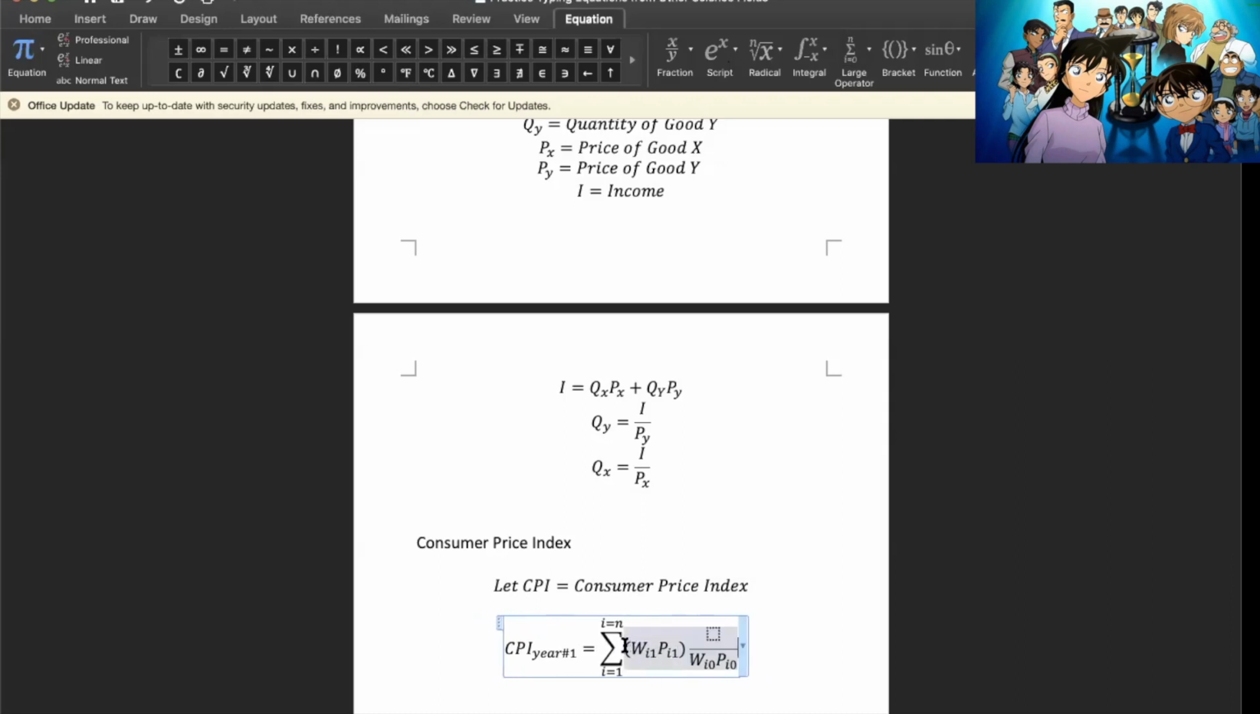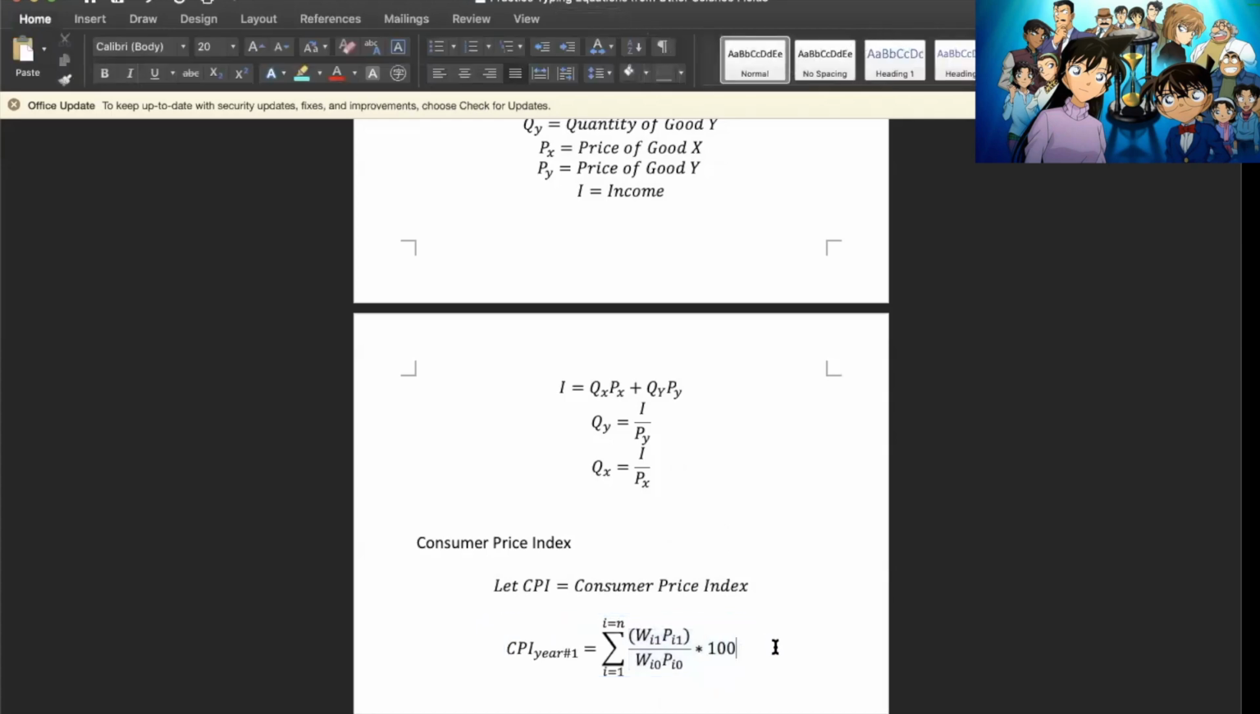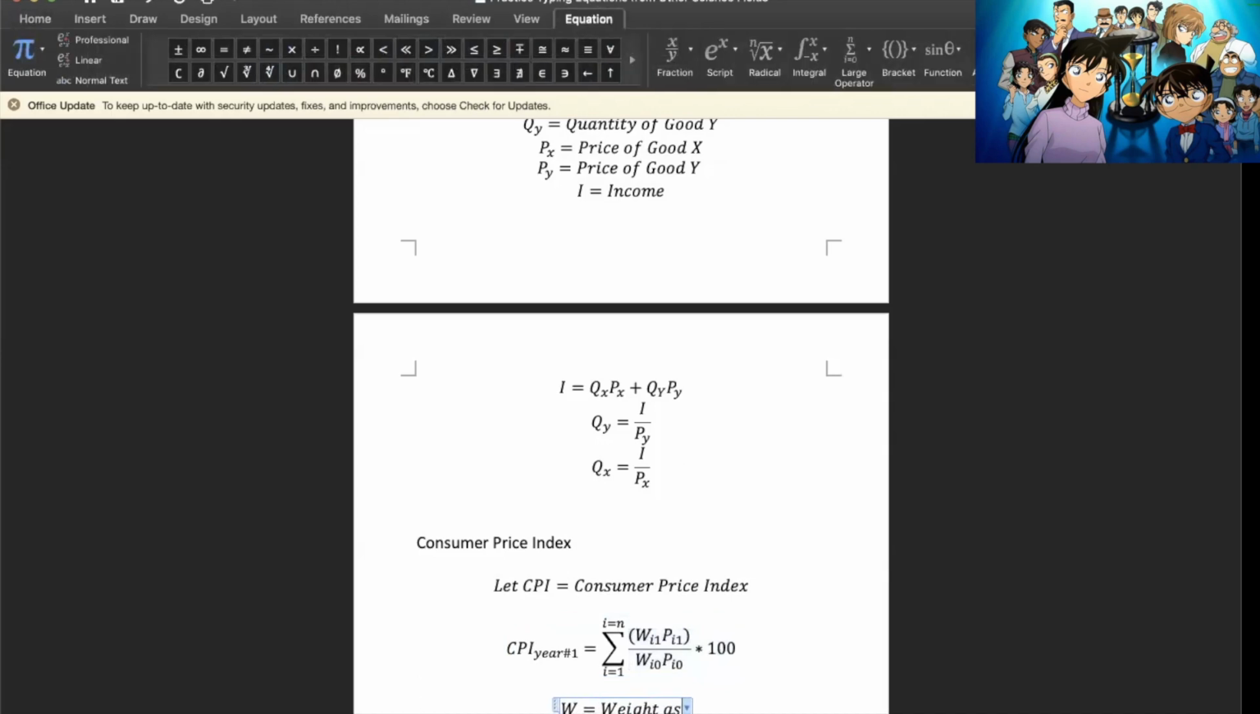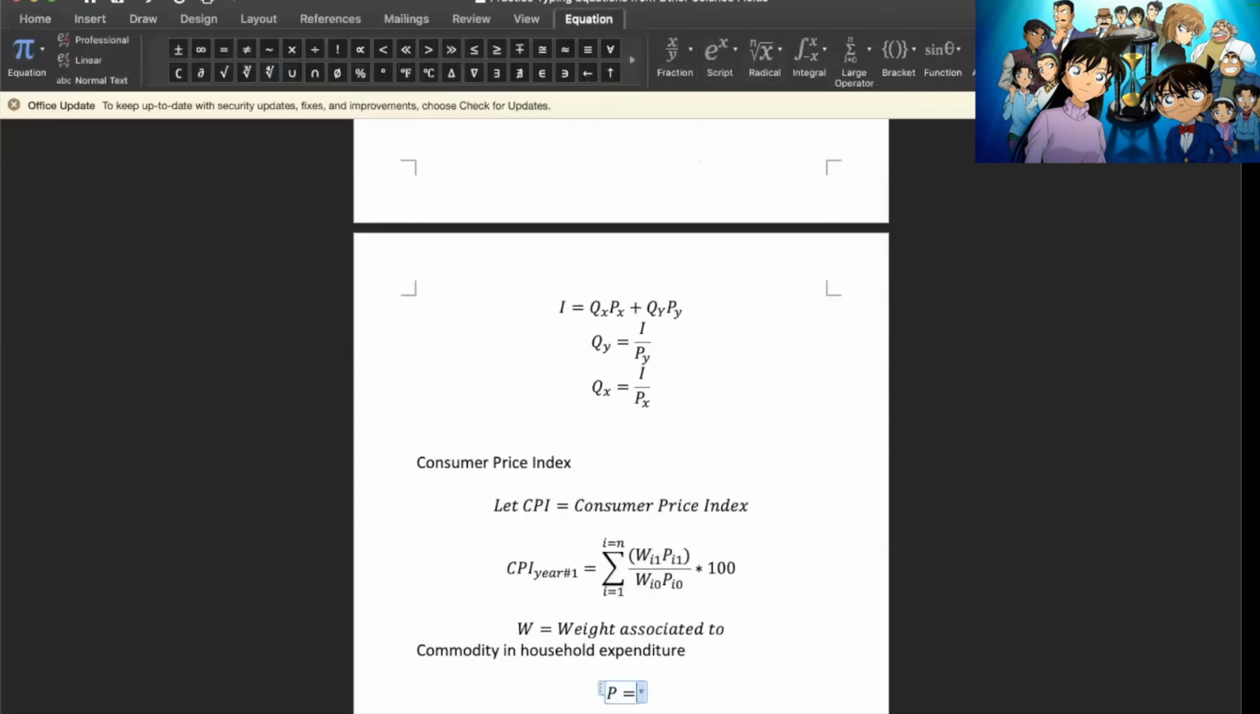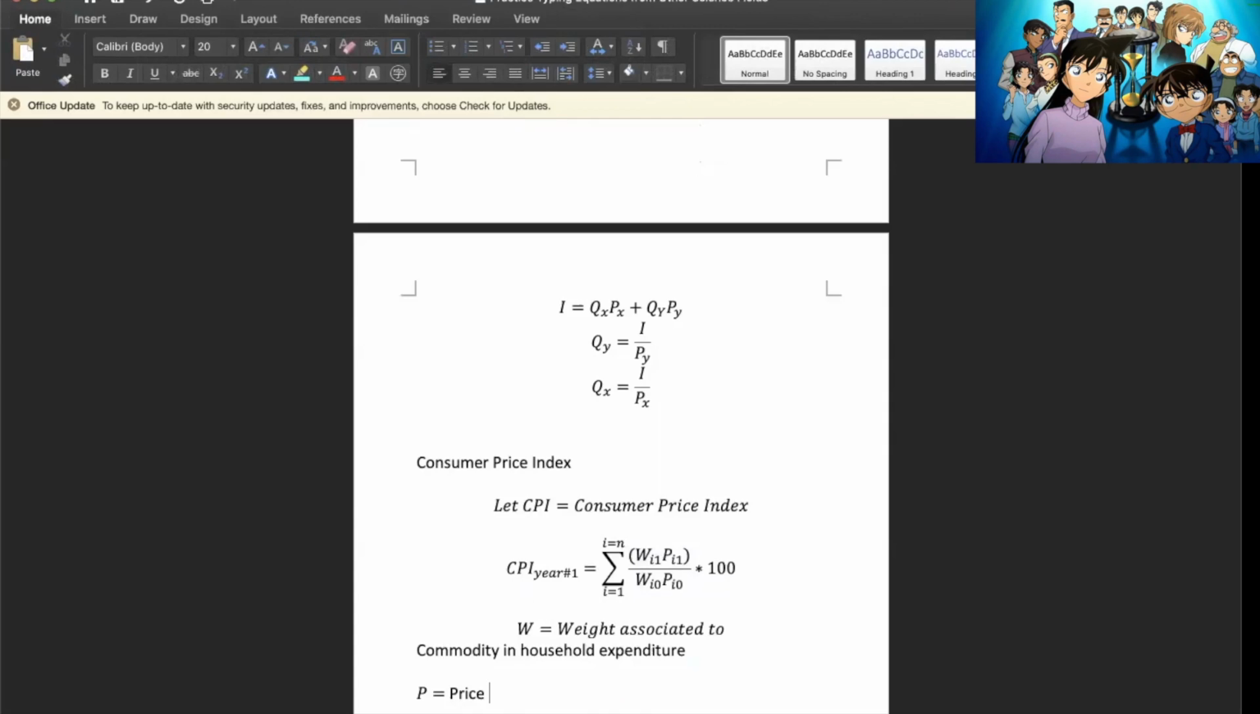And that's a nasty thing which happens, fortunately, when you type things out. There'll be a break. You should cut it out and then paste it here. Just a little problem that you should be aware of when you're using the equation editor. And then all of this times 100. In this case, W equals the weight associated to commodity in household expenditure. You then have P equals, and this simply becomes the price of the commodity.